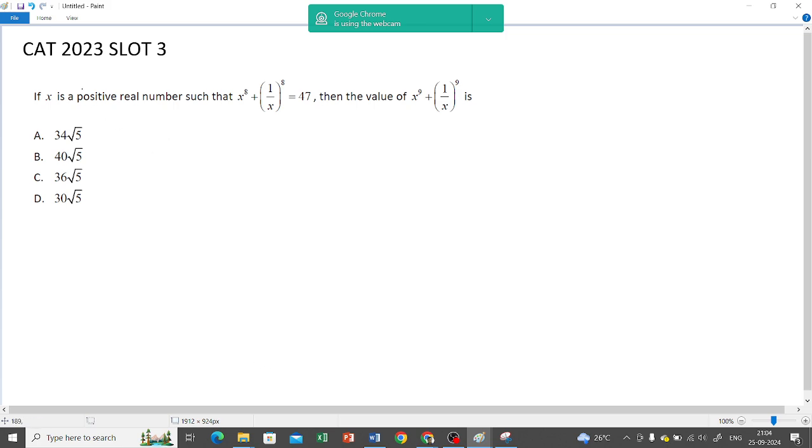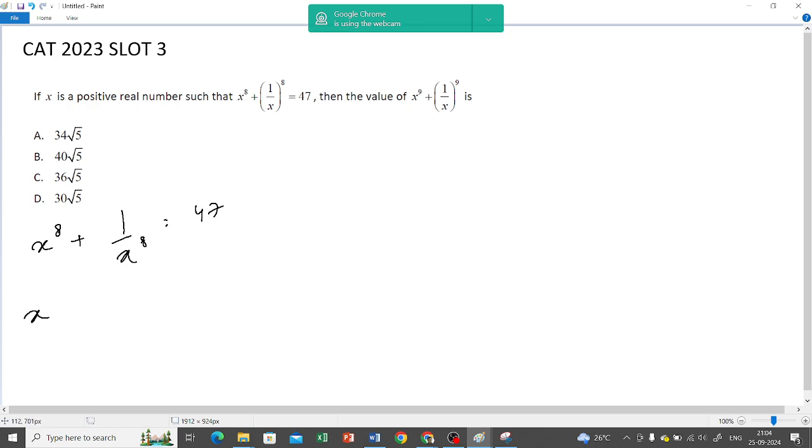Okay, let us do this sum. If x is a positive real number such that (x plus 1 by x) whole to the power 8 is 47, find the value of this. So this is a sum that is based on the expansions chapter, and we did it in class 9. x to the power 8 plus 1 by x to the power 8 is equal to 47. This is what we have.